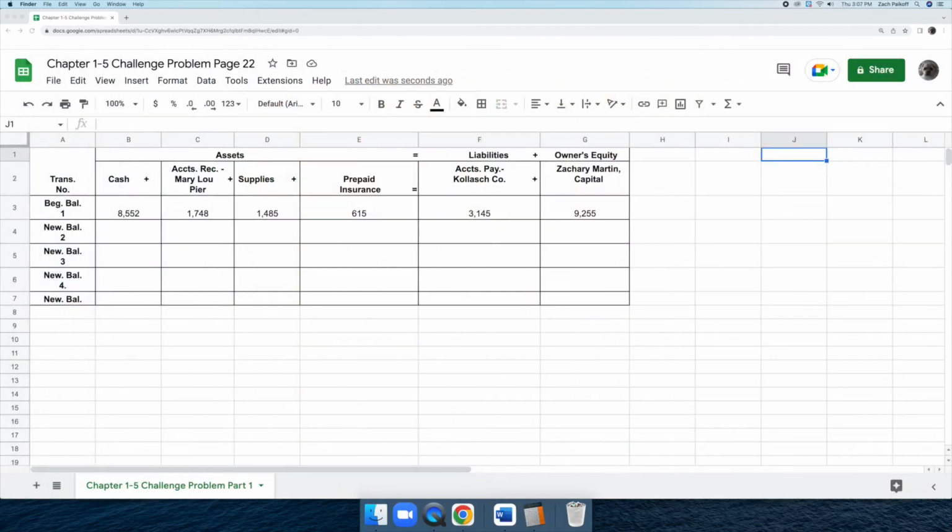Alrighty, so now we're going to be moving on to the 1-5 challenge problem, in which we will be determining how transactions change in accounting equation.